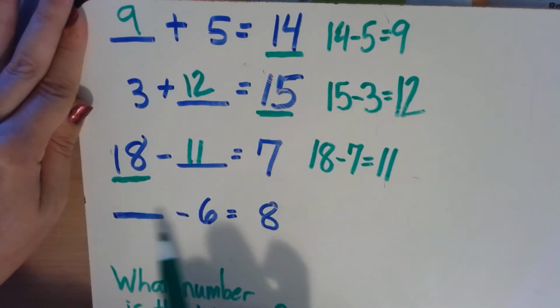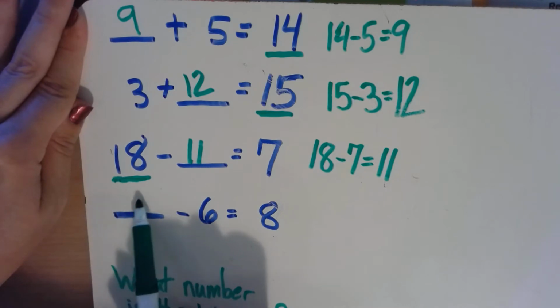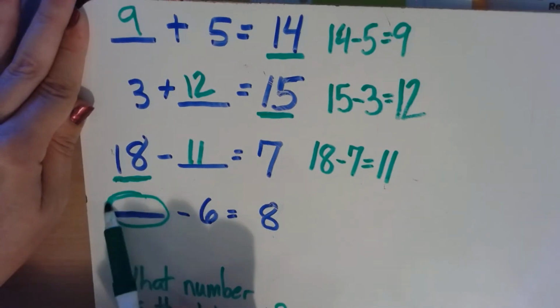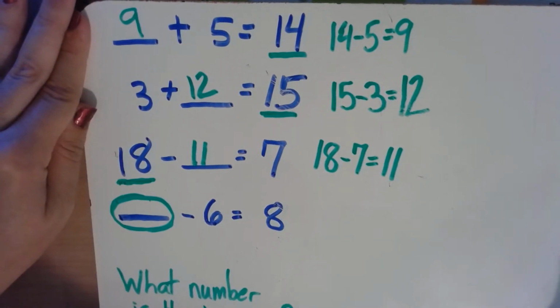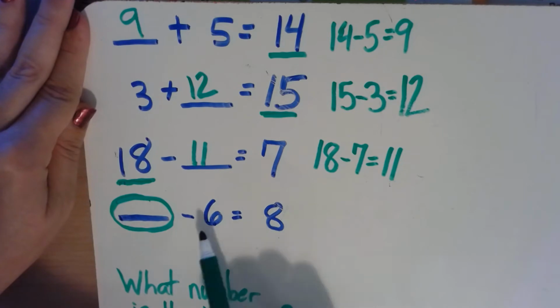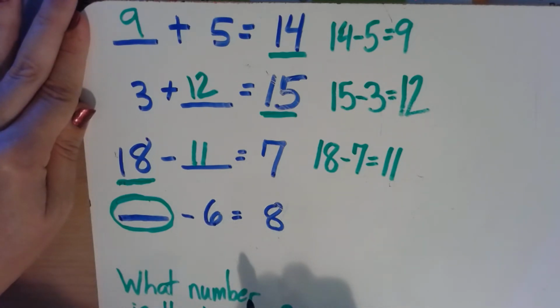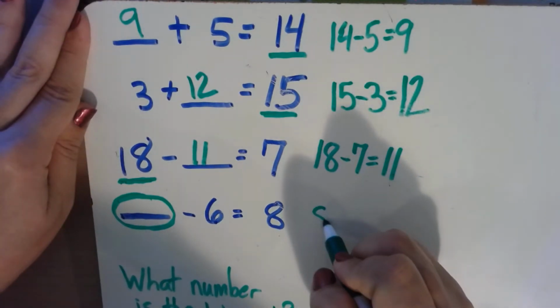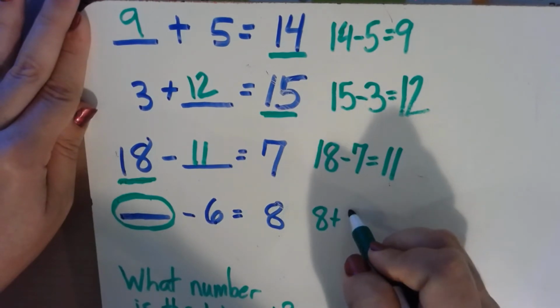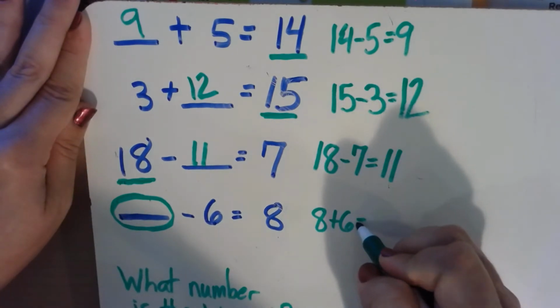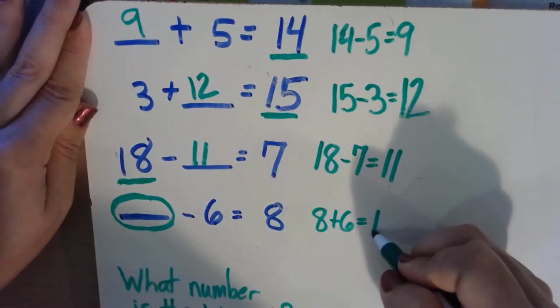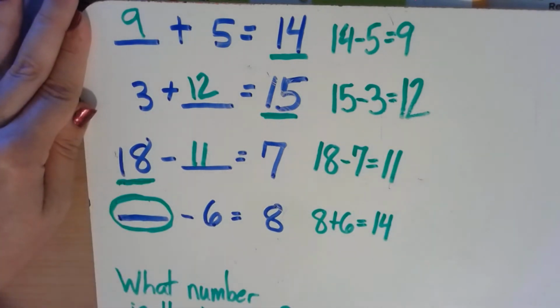Now we have another subtraction, but this time our biggest number is missing. Uh-oh. So in order to get the biggest number now, what do you have to do to two numbers to get an even bigger number? Do you subtract or add? You're right, you add. So 8 plus 6 is going to give us a bigger number, and we need the bigger number. So that equals 14. 8 plus 6 equals 14.